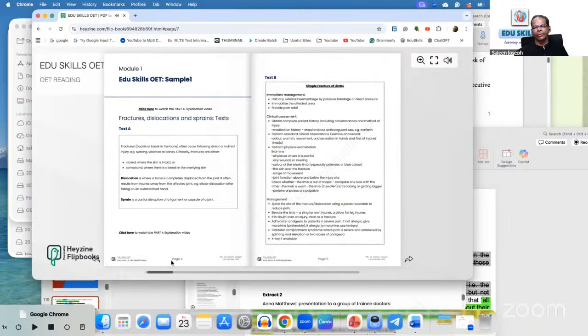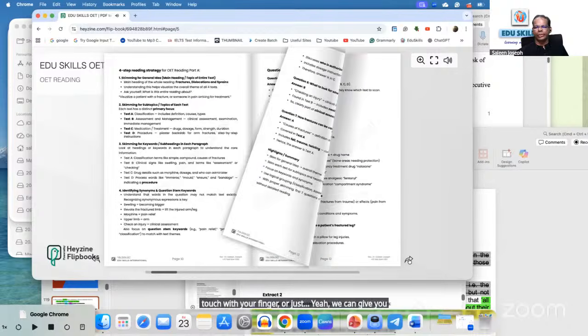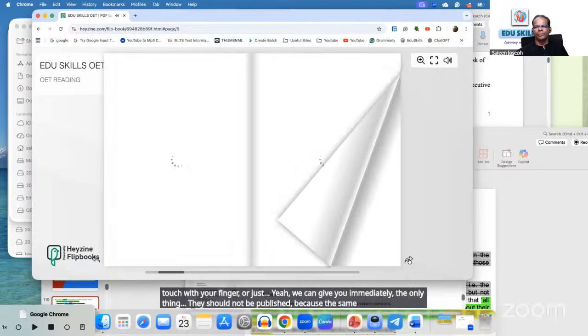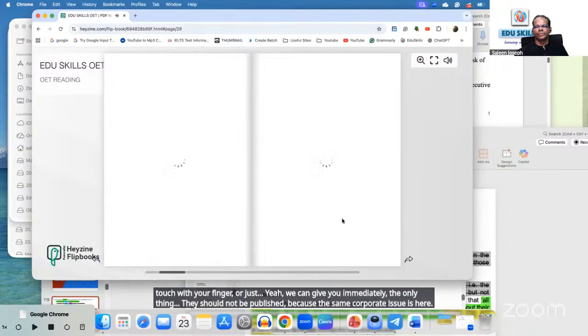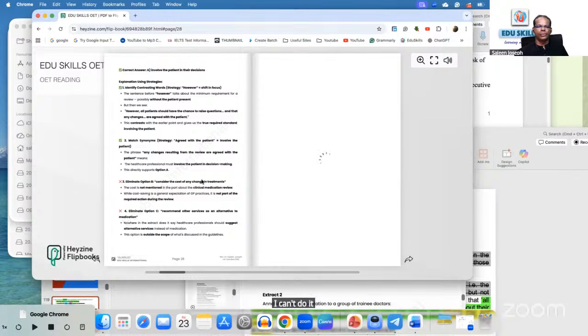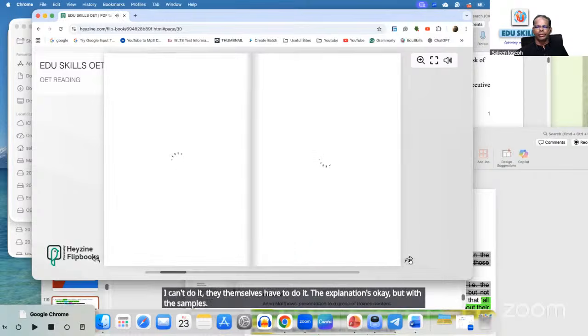Touch with your finger. How will we get this one? Yeah, we can give you immediately. The only thing, this should not be published, because the same copyright issue is here. I have to correct it, I can't do it; they themselves have to do it. With the explanations, okay, but with the samples, I cannot put it over this one.